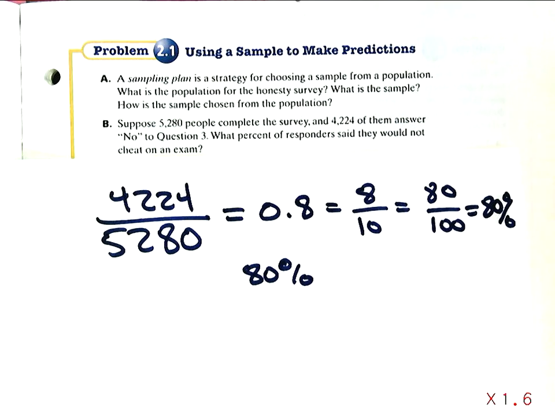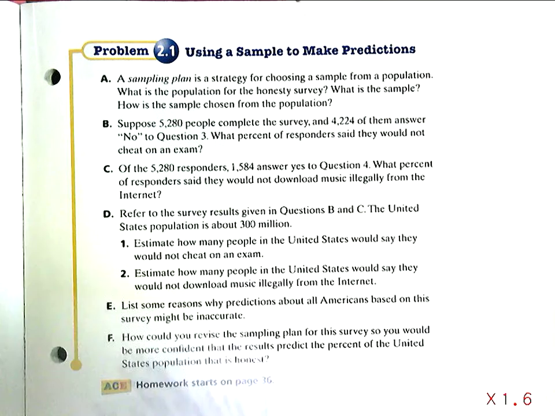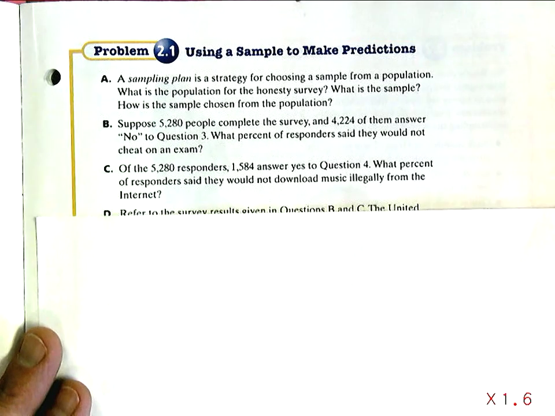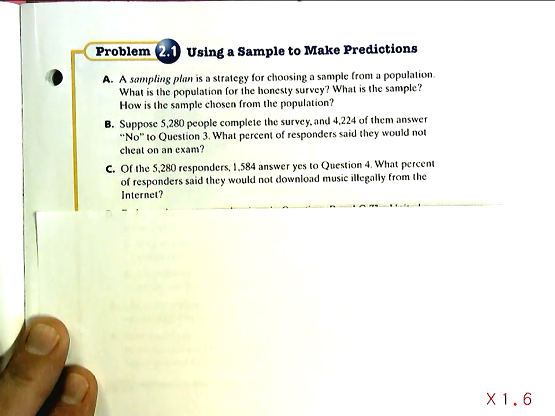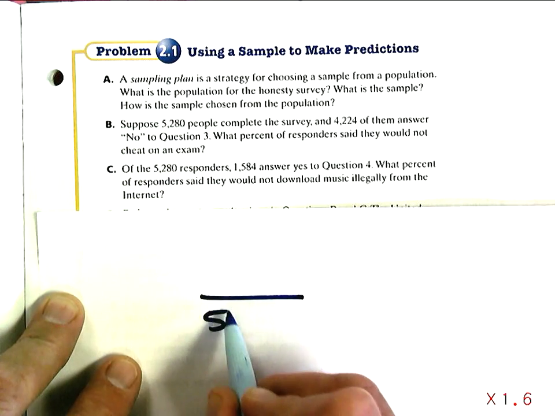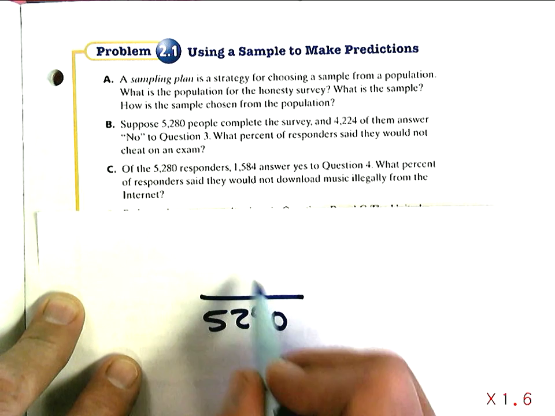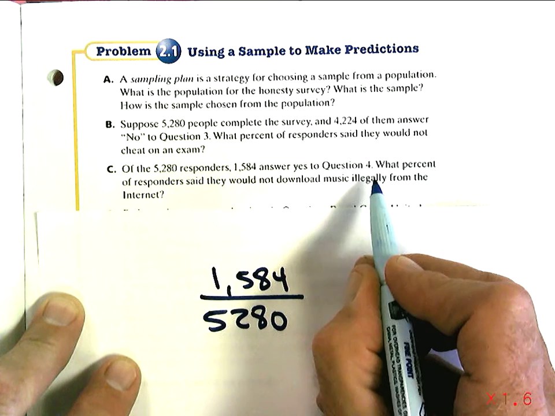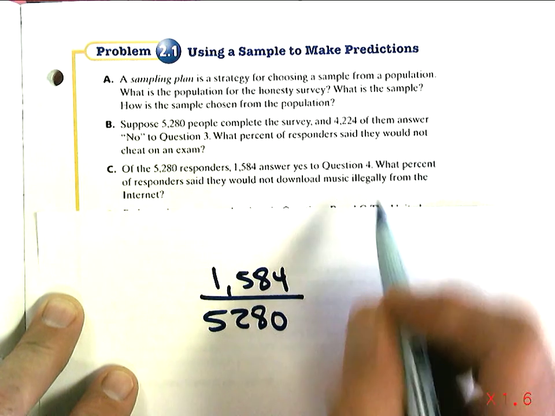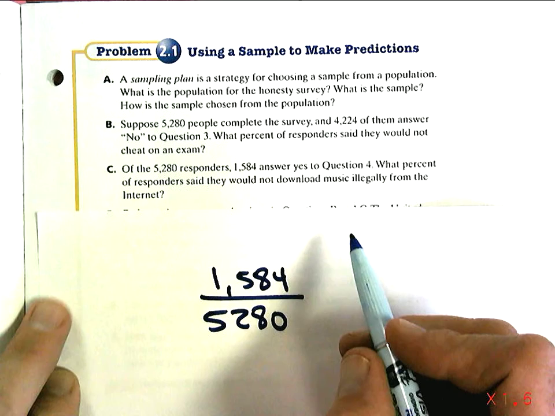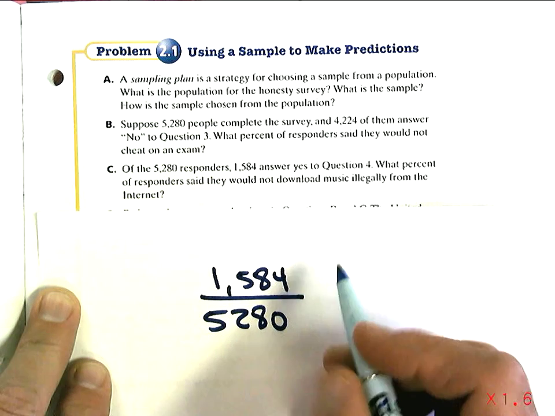And if we keep going, next question says, now we have 5,280 responders, 1,584. So again, I'm going to make a fraction. That's the whole, and these are the ones, 1,584, say yes to question 4. And question 4 says, would you download music from the internet illegally instead of buying a CD? And it says that 1,584 said yes.